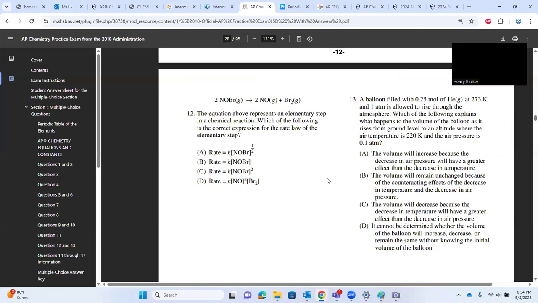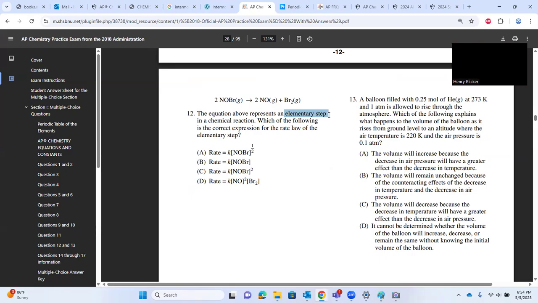Number 12. The equation above represents an elementary step. When they say elementary step in a mechanism, like how a chemical mechanism works, of reaction steps, elementary means it is the simplest way you can look at it, and it's just the actual molecules coming together in the 1-to-1 ratio or whatever ratio.